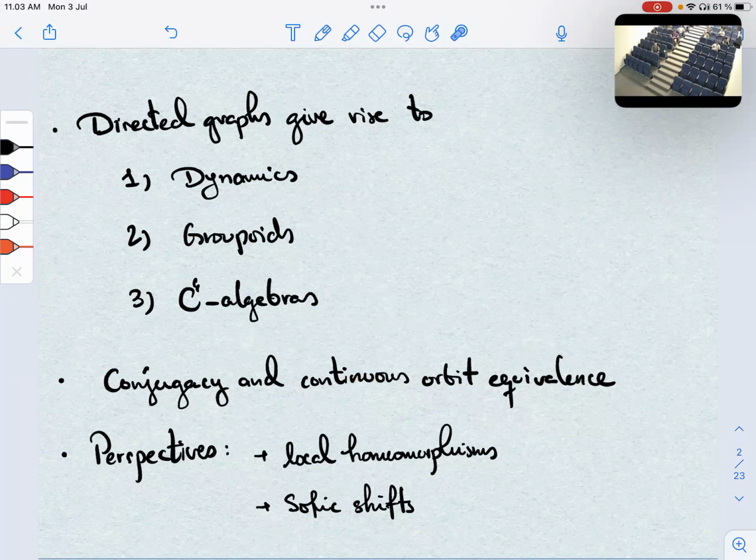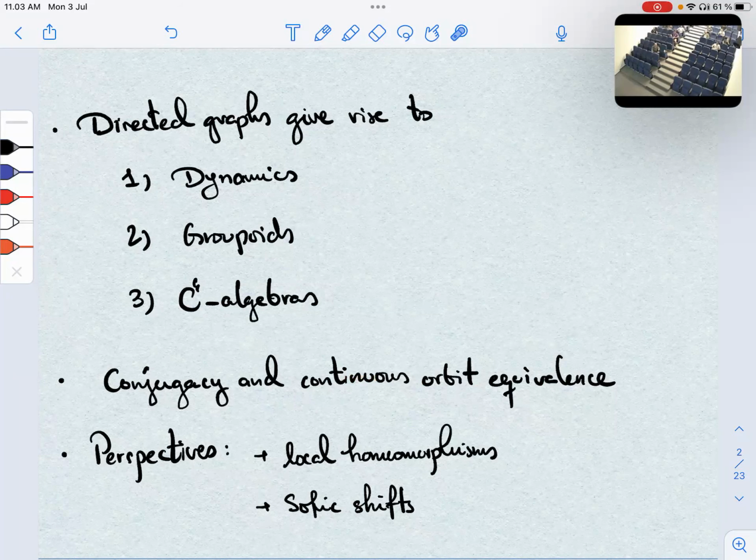So you can ask whether something like conjugacy, which is just saying that the dynamics is really the same, how is that reflected in the C-star algebra? And we'll see that a certain kind of orbit equivalence will play a particular role. So that's what I've emphasized here, the continuous orbit equivalence. We'll get back to that.